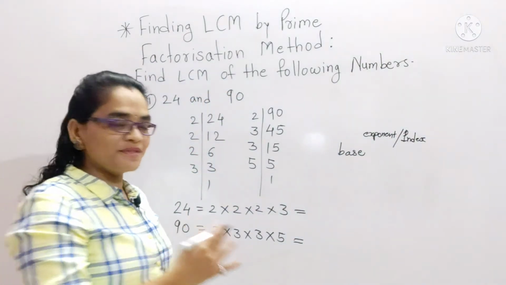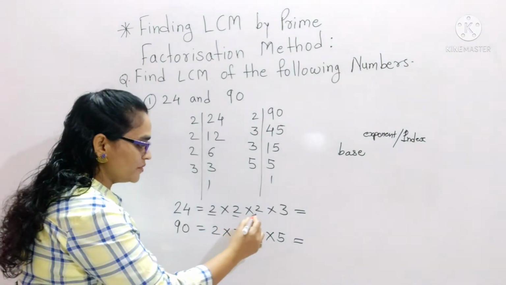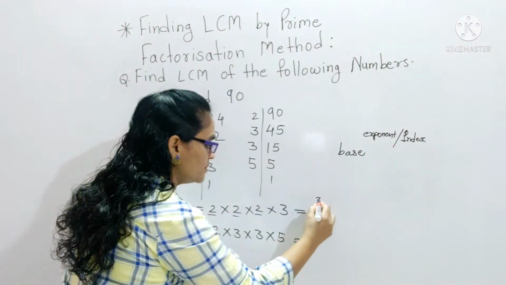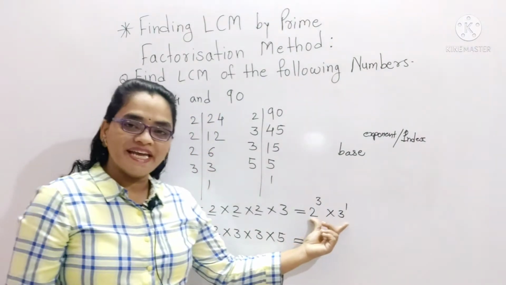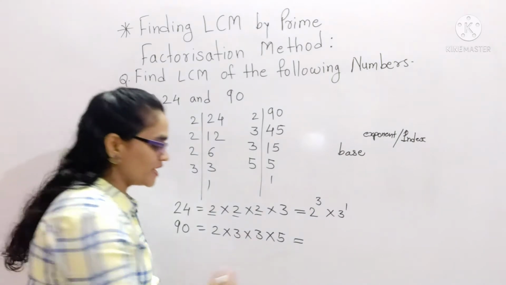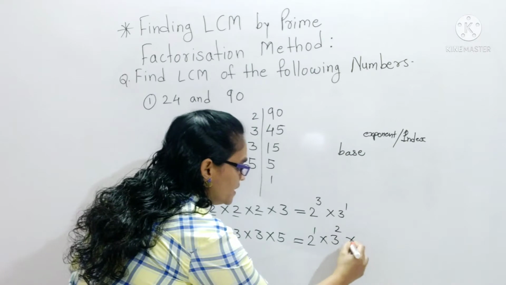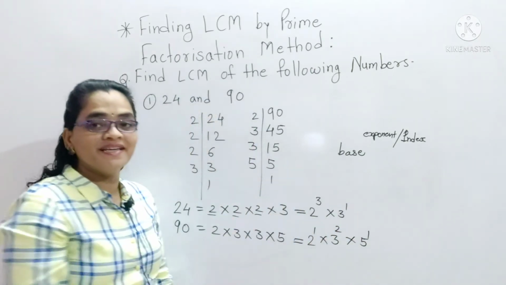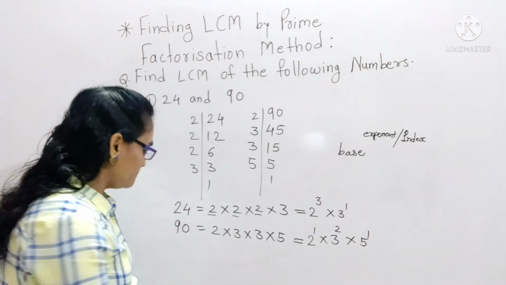You know, base means, suppose here 2 occurs 3 times, so 2 raised to 3 into 3 raised to 1. This is the exponential form. Here 2 occurs 1 time and 3 occurs 2 times, so 2 raised to 1 into 3 raised to 2 into 5 raised to 1. Clear now?